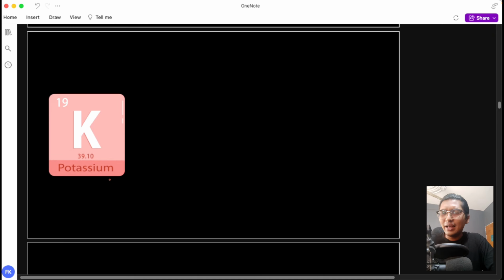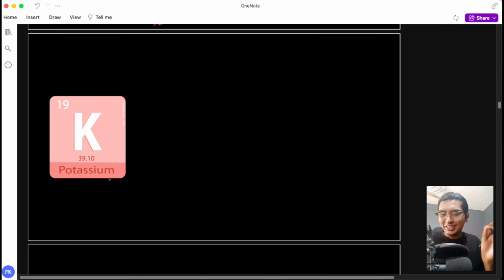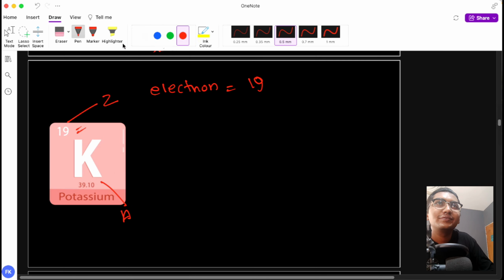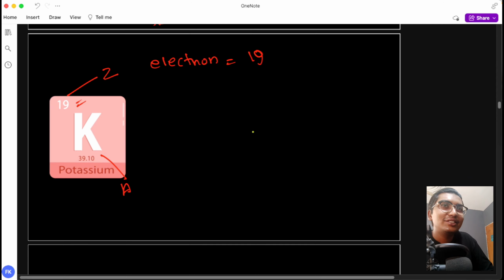Now let's solve some examples so that you can really understand what is happening. Let's look at potassium. Potassium has 19 protons. This is the proton number, right? This is the mass number, which is denoted by A. So potassium has 19 protons, which also means it has 19 electrons. Let's draw the shells. Now let's use the yellow one. We have 19 electrons, right?